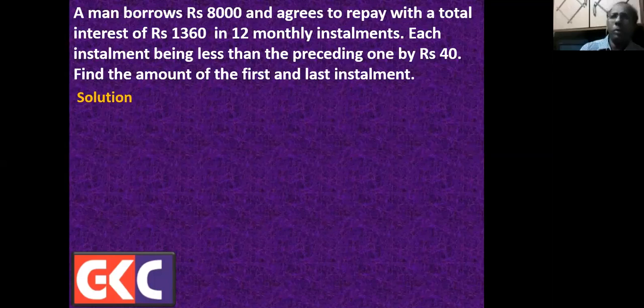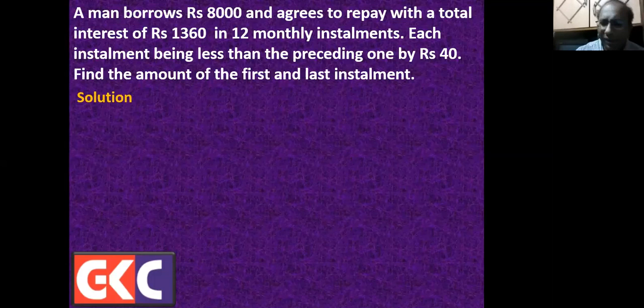This is not about the amount borrowed. This is not about the interest paid. What I want to tell you about is that second last line: each installment being less than the preceding one by rupees 40. You know what exactly that means? See here, this is very important and very interesting.